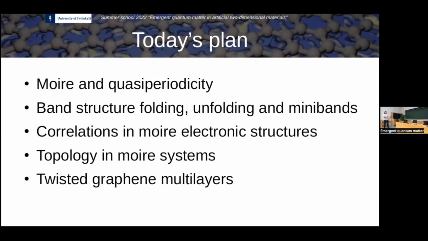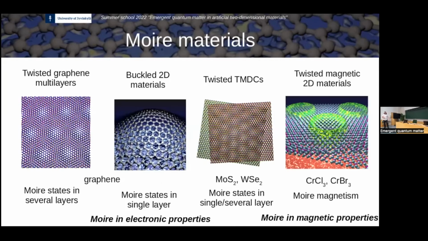And finally, we are going to discuss some very specific type of twisted van der Waals materials, which are twisted graphene layers. So in terms of materials, today we are going to be thinking about a different set of twisted van der Waals structures, of Moiré structures in general. Maybe the simplest type of twisted van der Waals material that we can think about is just twisted bilayer graphene. This is a heterostructure in which we put two layers of graphene one on top of another, and as we change the angle, we get different Moiré states.